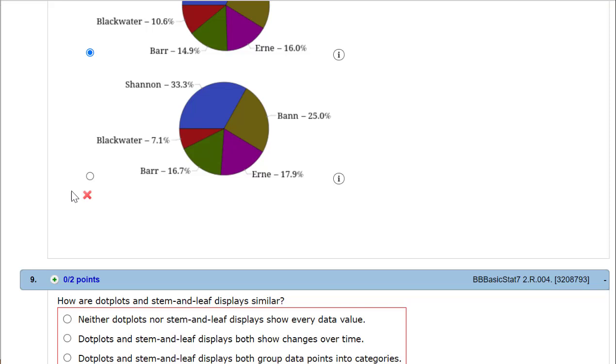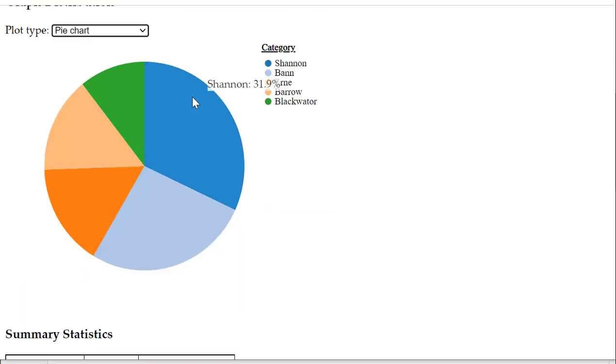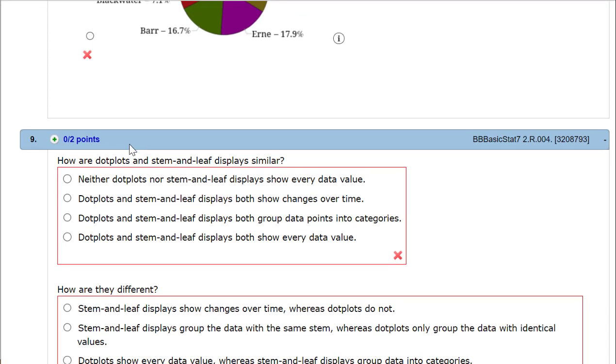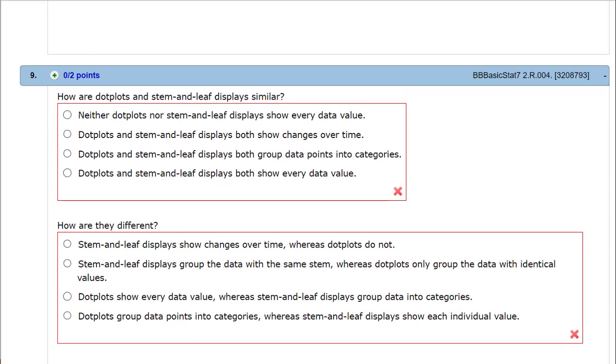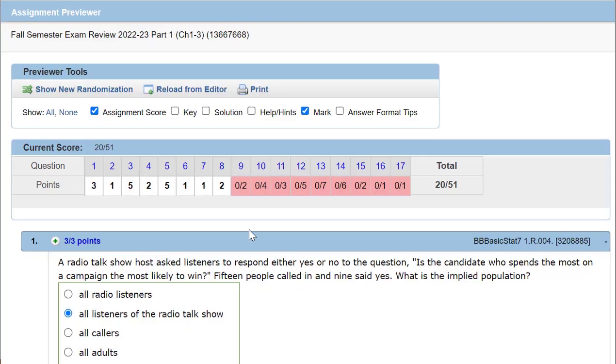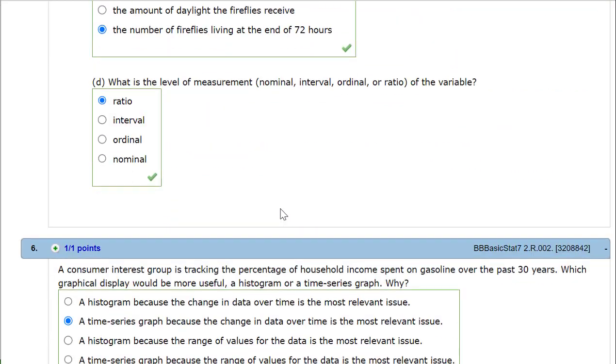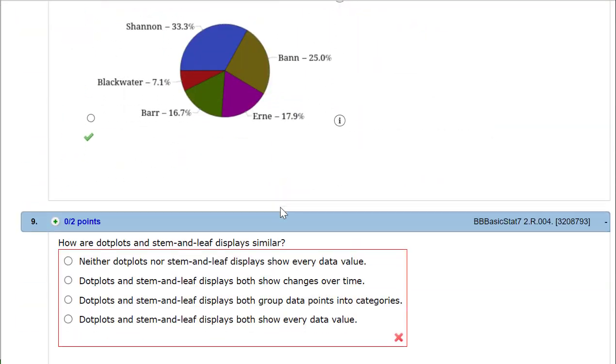Be careful with these things. They're down on the bottom right. Yeah, let me double check on my bar chart, pie chart. Shannon is 31.9. See how it pops up as I'm over the thing? So you can double check that. And then let's go ahead and submit. Okay, 20 out of 51. We had to do a little bit of work for that one, didn't we? Might want to save these for the end.